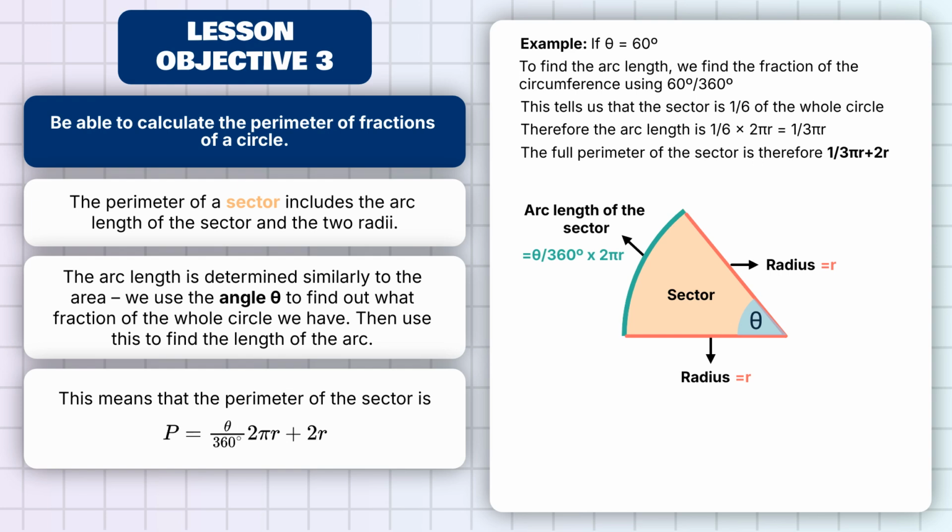With this understanding of vocabulary and techniques, you can now efficiently calculate the area and perimeter of various divided shapes like semicircles, quadrants, and sectors.